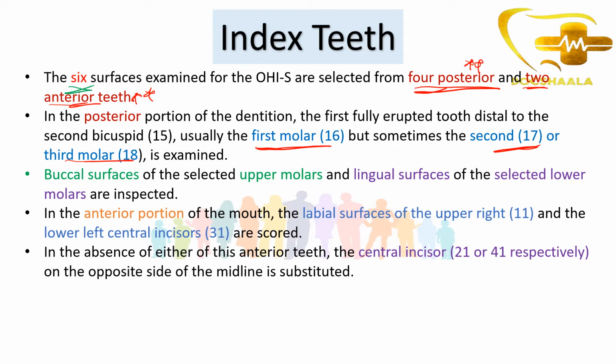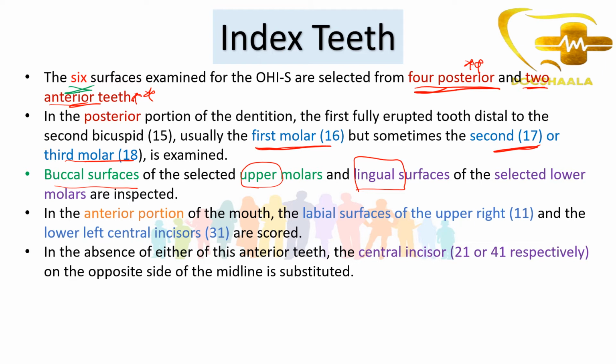We do this in the posterior portion. So the buccal surfaces of the upper molars: when we are calculating the upper arch, we use the buccal surfaces of either 1/6, 1/7 or 1/8. Coming to the lower molars, we use the lingual surfaces, so we use 3/6, 3/7 or 3/8.